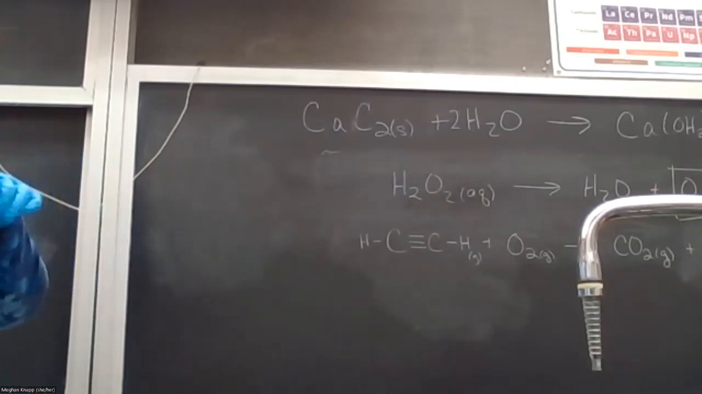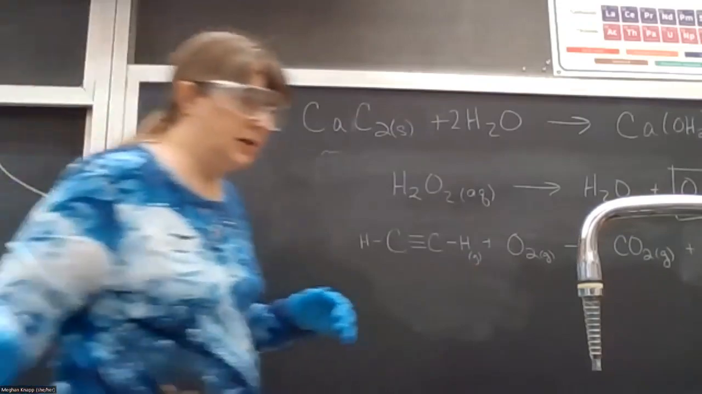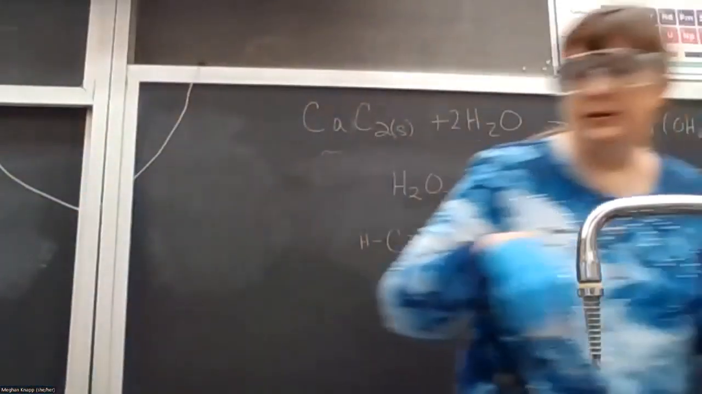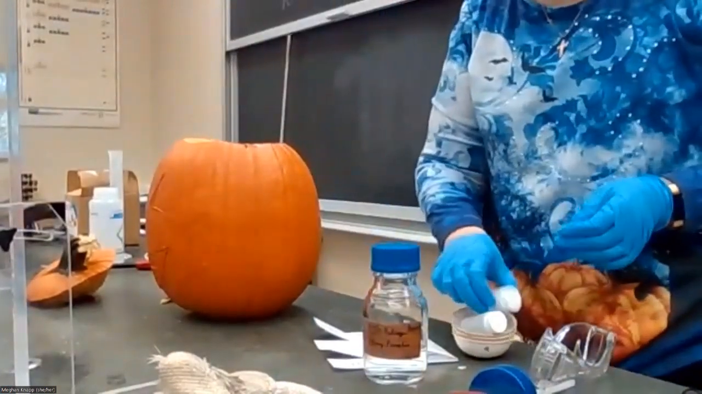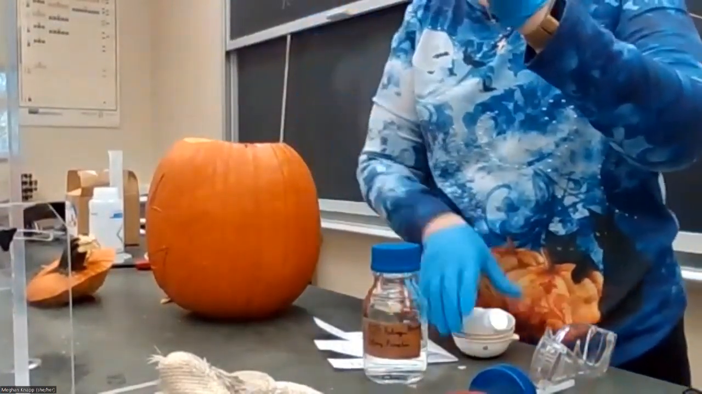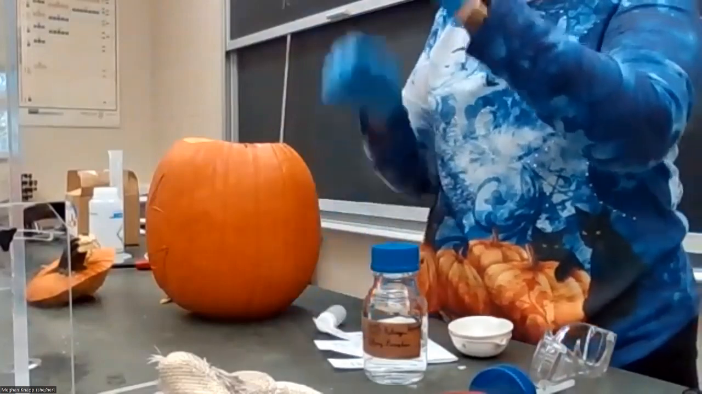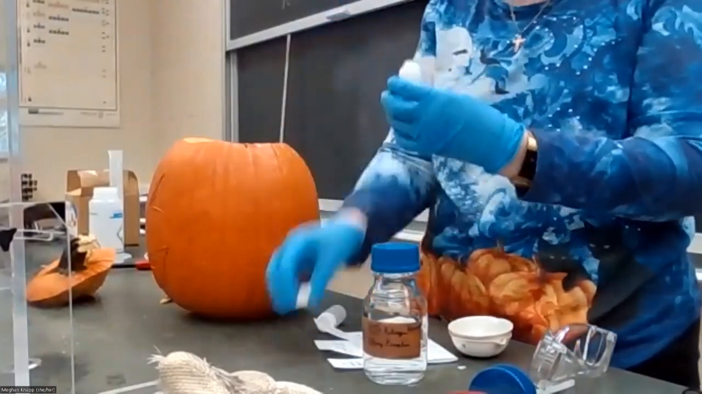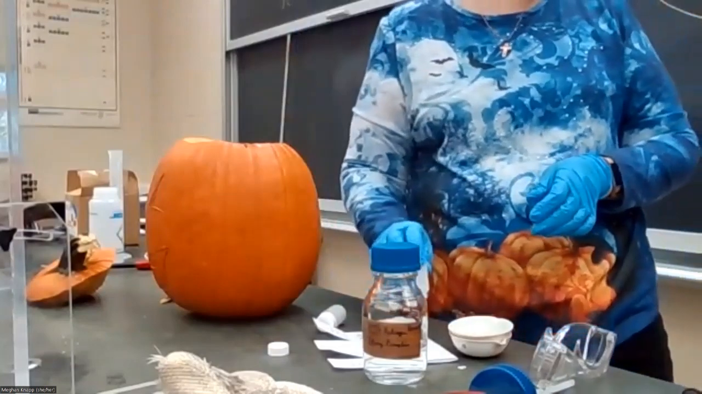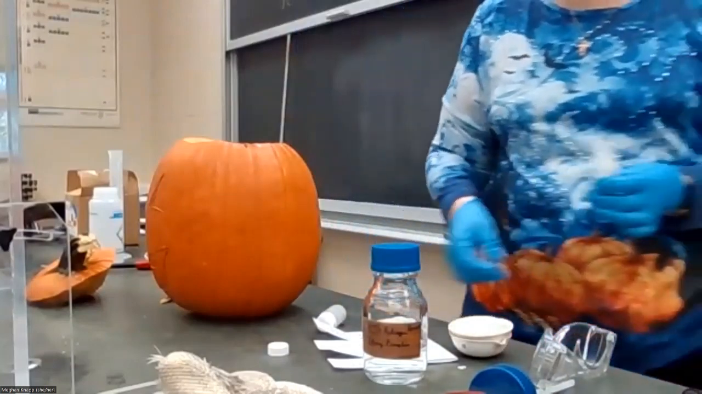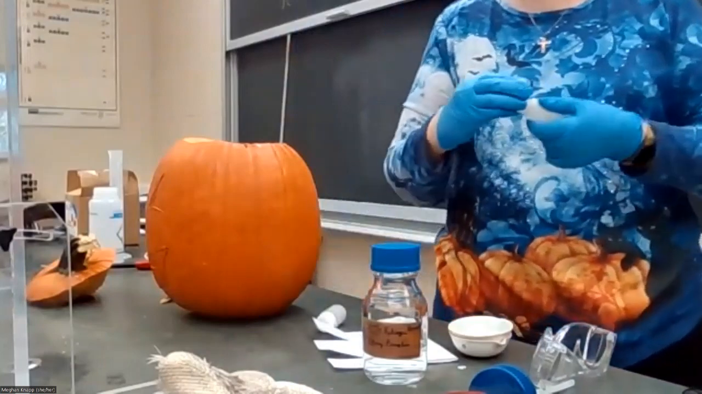Okay, so the calcium carbide is a solid. So I have just a small amount of that. I'm going to put it in addition. I'm not going to stick this in there just yet, but when I do put this in, I'm going to react it with water, and the water is going to produce calcium hydroxide.